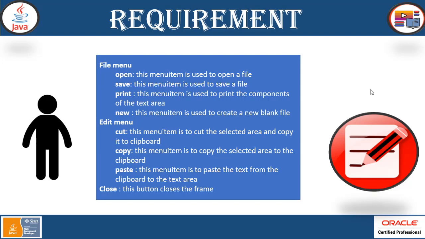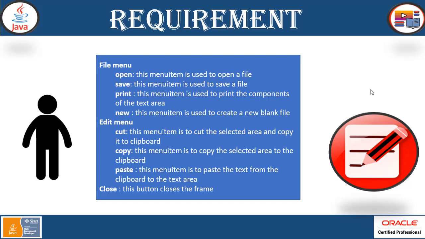The text editor contains the file menu. Here we have options like open. This menu item is used to open a file. It's like a JFileChooser object. Save, this menu item is used to save a file. And we have a print option. This one we'll use to print the components of the text area. New will be the option for creating a new blank file. It's a text file or any kind of file.